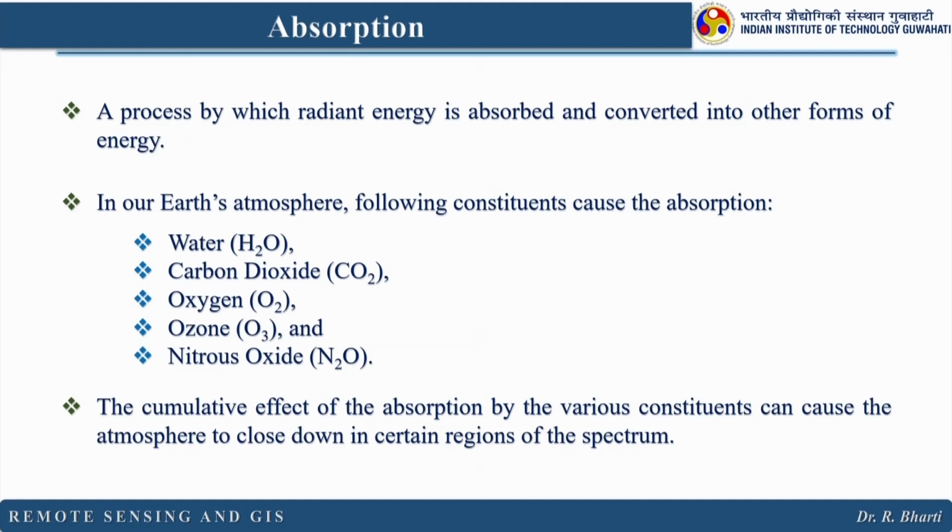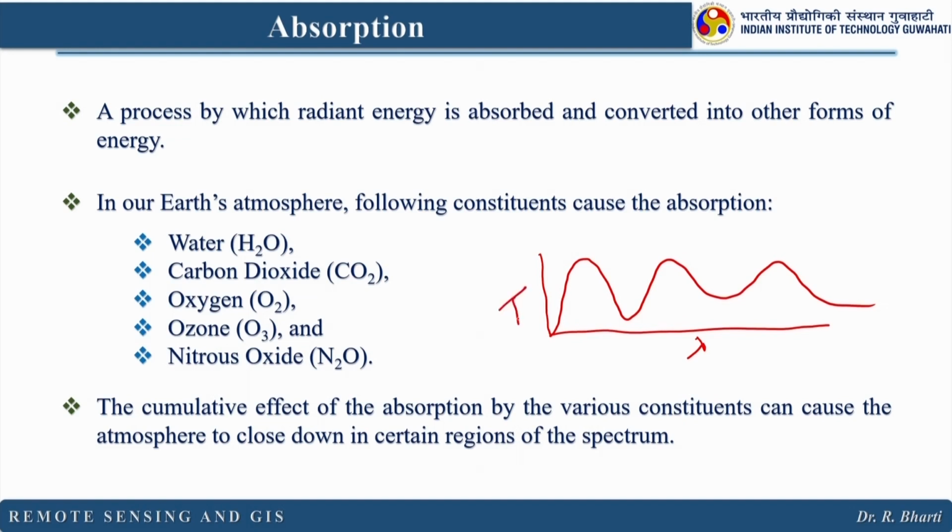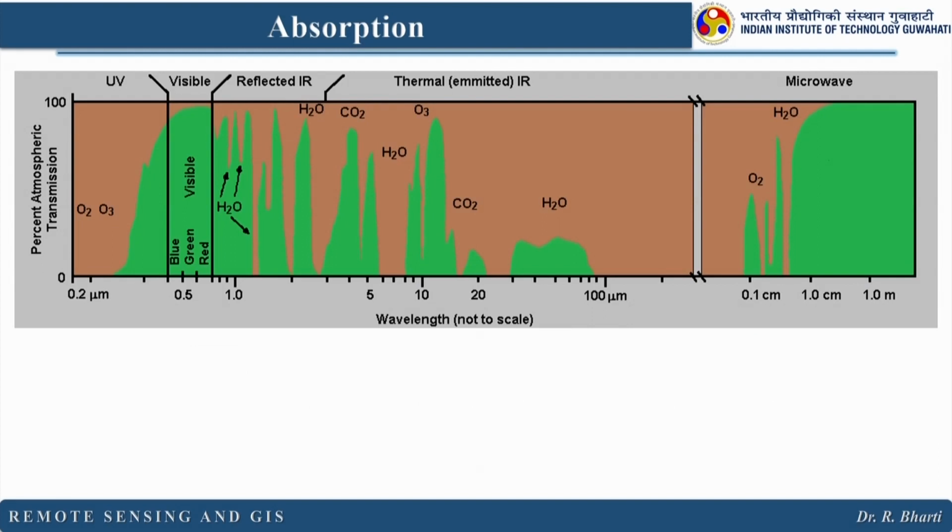The cumulative effect of the absorption by the various constituents can cause the atmosphere to close down in certain regions of the spectrum. So, now here let us assume this is our wavelength and this is the transmission of our atmosphere, right. The higher the value, the more transparent the atmosphere is at those wavelengths. Here the green color represents transparency in your atmosphere. So, these wavelengths can be used to capture images from space, and other wavelengths are basically blocked by gases or other atmospheric constituents.